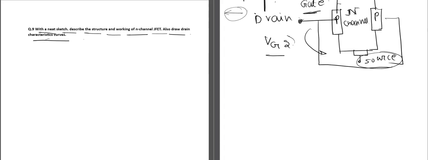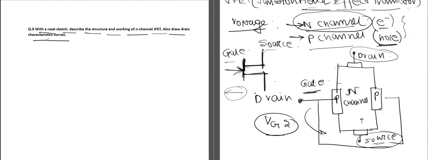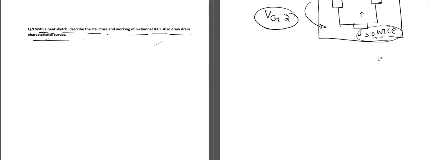This V of GS controls the flow of current from the source to drain. Okay. Now, one thing that needs to be explained: this source terminal is the terminal through which the electrons enter the JFET, and the drain terminal, which is this terminal, is the terminal through which the electrons leave the JFET. Okay. So the main principle behind this is the gate to source voltage.